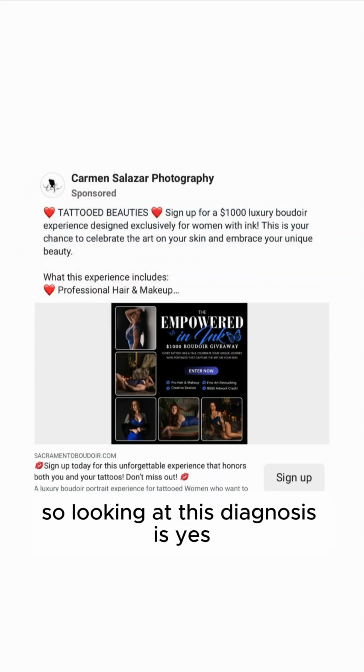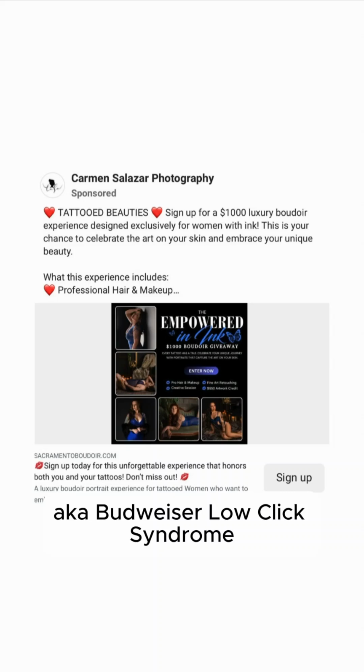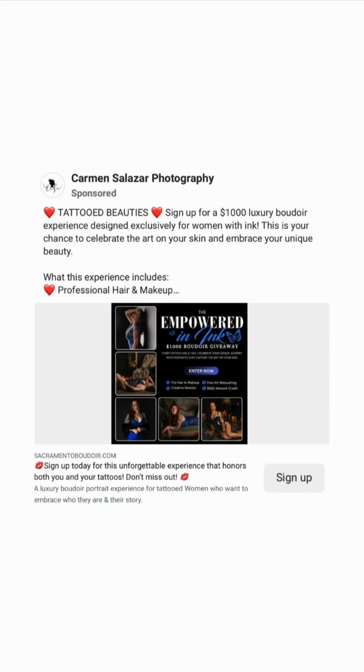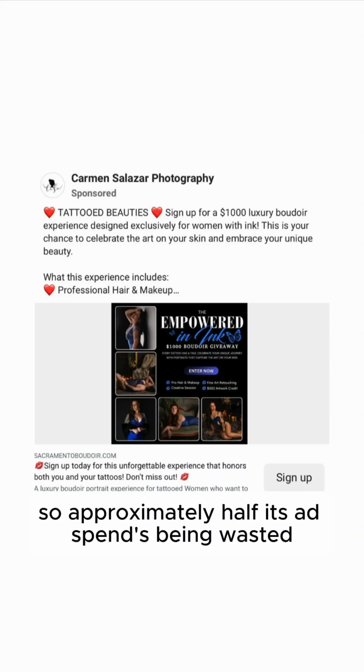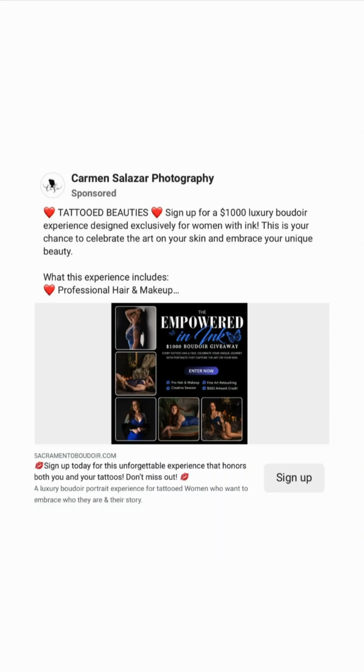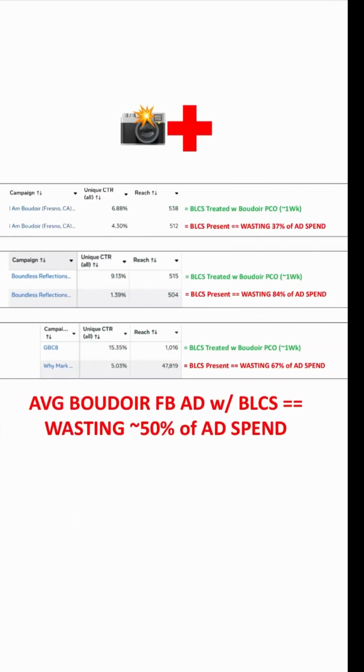So if you're looking at this, diagnosis is yes, I believe this Boudoir Facebook ad has BLCS, aka Boudoir low click syndrome, and has a unique CTR under 6%. So approximately half its ad spend is being wasted. So I believe approximately half its ad spend is being wasted every single month.